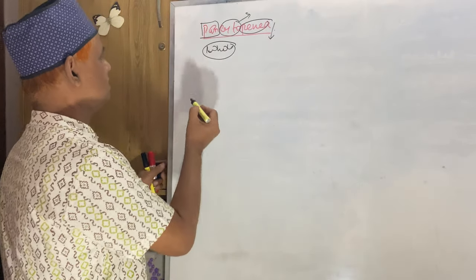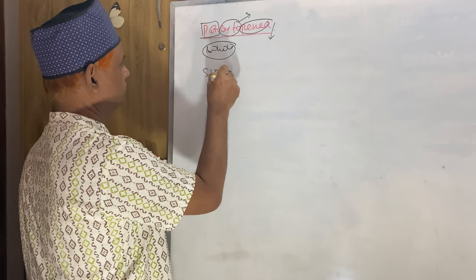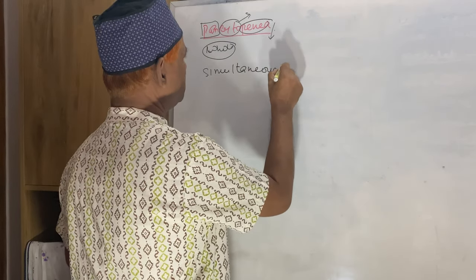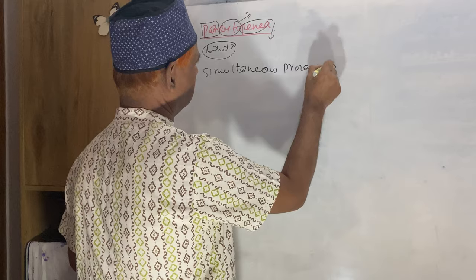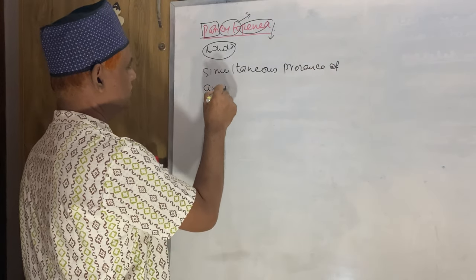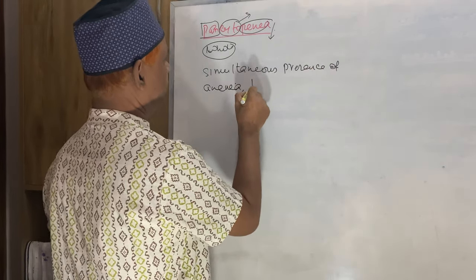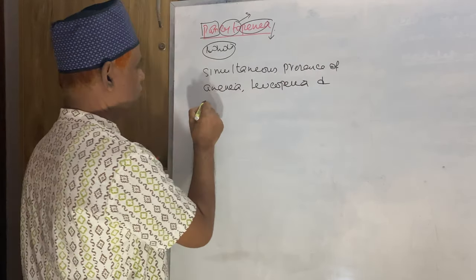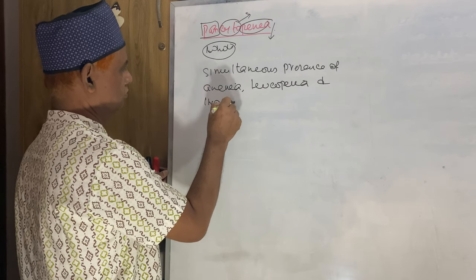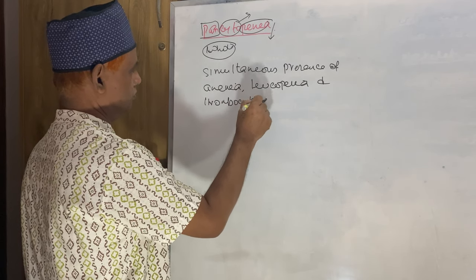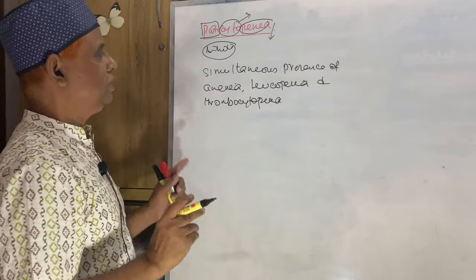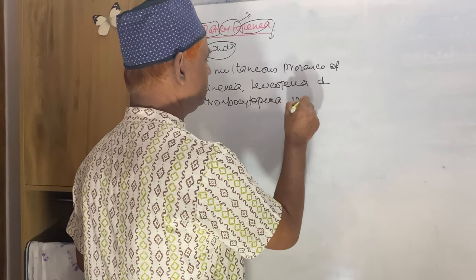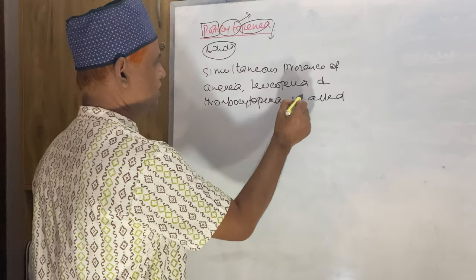So the definition is simultaneous presence of anemia, leukopenia, and thrombocytopenia. So simultaneous presence of anemia, leukopenia, and thrombocytopenia is called pancytopenia.